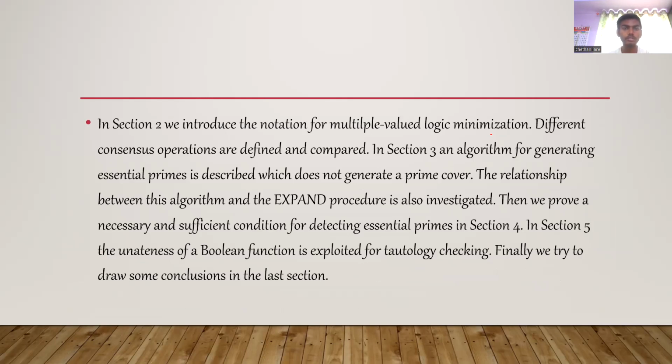In section 2, we introduce the notation for multiple valued logic minimization. Different consensus operations are defined and compared in section 3. An algorithm for generating essential primes, which does not generate a prime cover, is described. The relationship between the algorithm and the expand procedure is also investigated. Then we prove a necessary and sufficient condition for detecting essential primes in section 4. In section 5, the unateness of the Boolean function is exploited for tautology checking. Finally, we try to draw some conclusions in the last section.